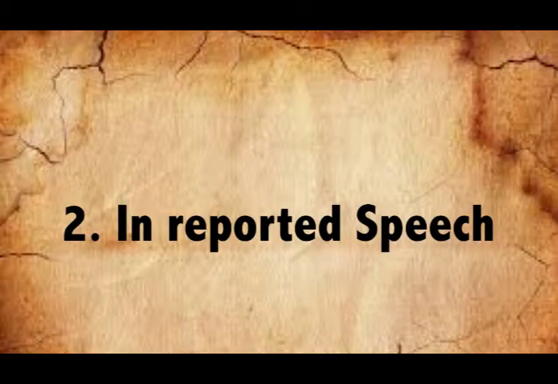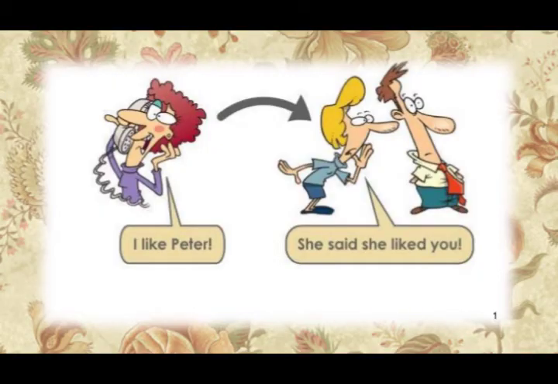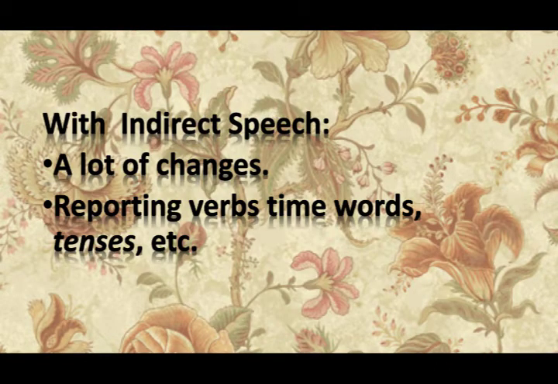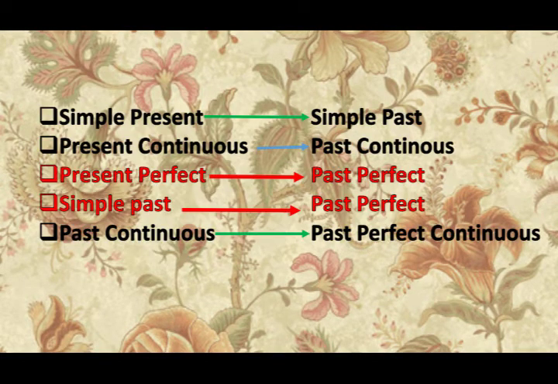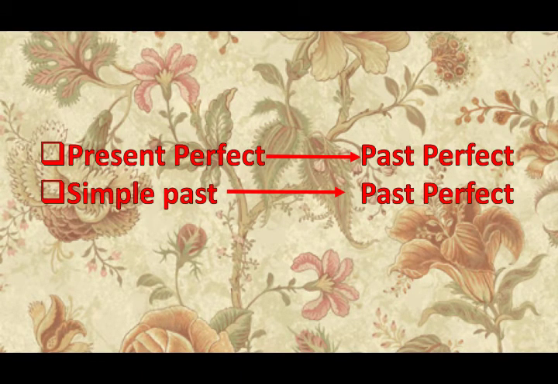Second, in reported speech, we use the past perfect in reported speech or indirect speech. In indirect speech, there are a lot of changes: reporting verbs, time words, and tenses. For example, from the simple present to simple past, from the present continuous to past continuous, from the present perfect to past perfect, from the simple past to past perfect, and from the past continuous to past perfect continuous. So we are going to emphasize the present perfect and simple past. They become past perfect in reported speech.